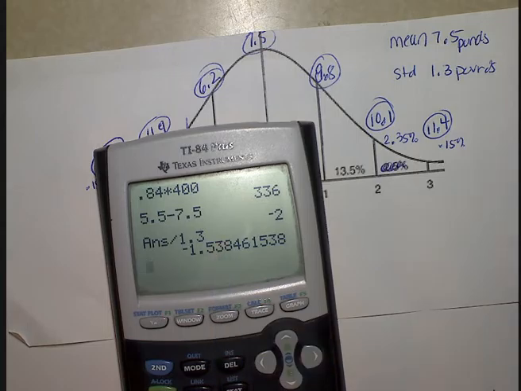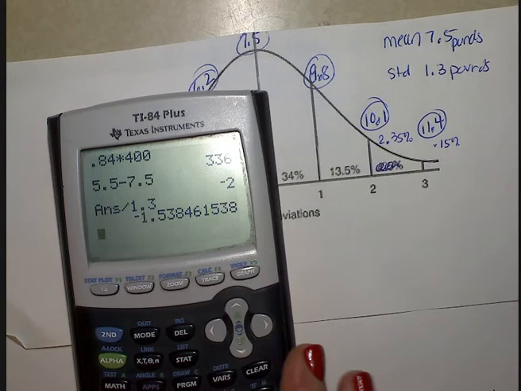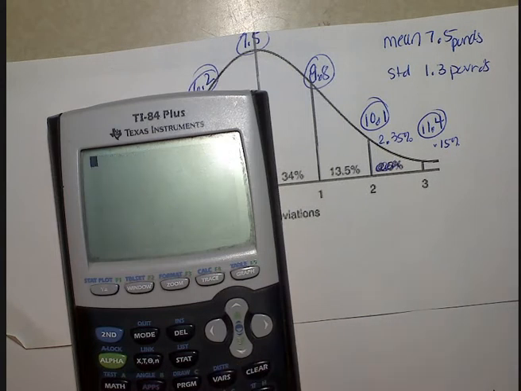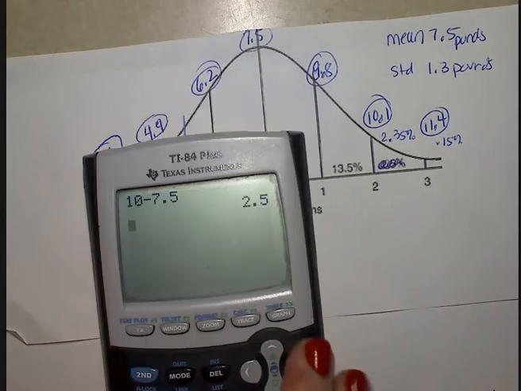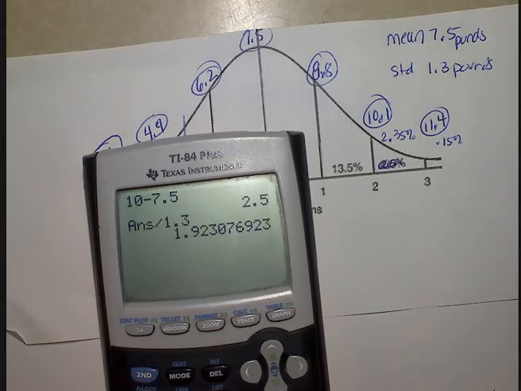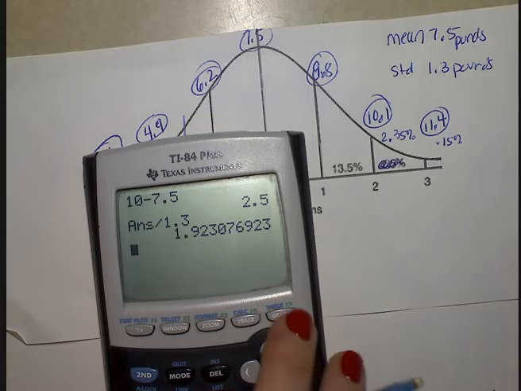Let's practice one more. Find the z-score of 10 pounds. Is that z-score going to be positive or negative? Positive because it's to the right of the mean. Remember to use parentheses if you're going to do it in all of one operation. Who is approximately 1.9 z-score? Okay, here's a better question.